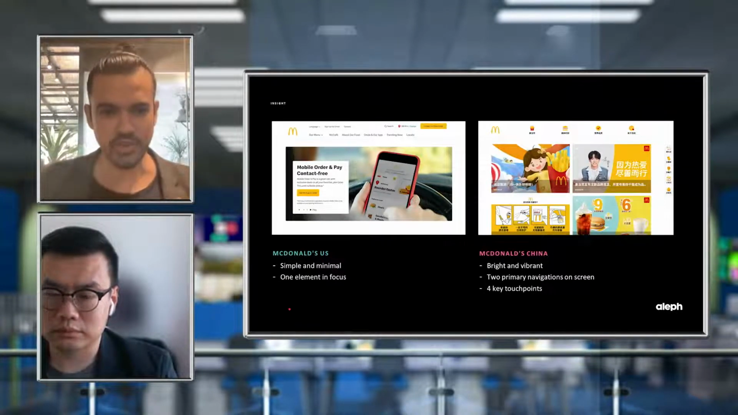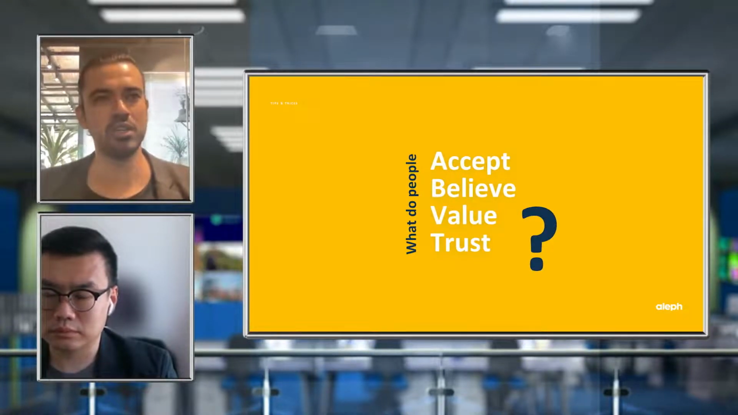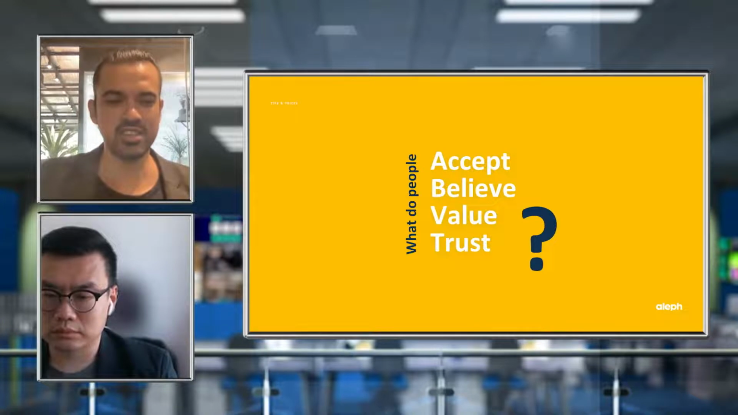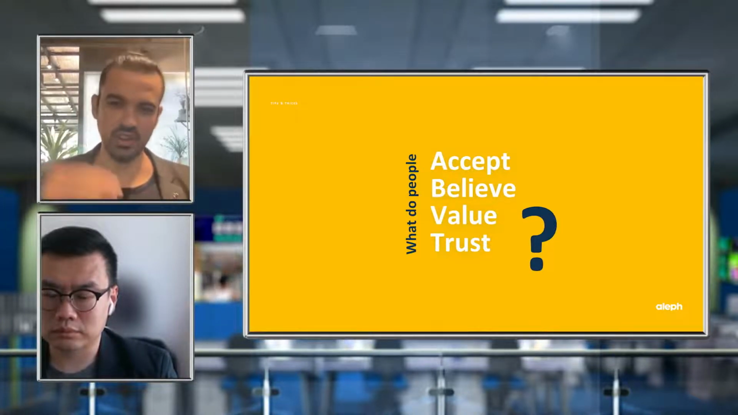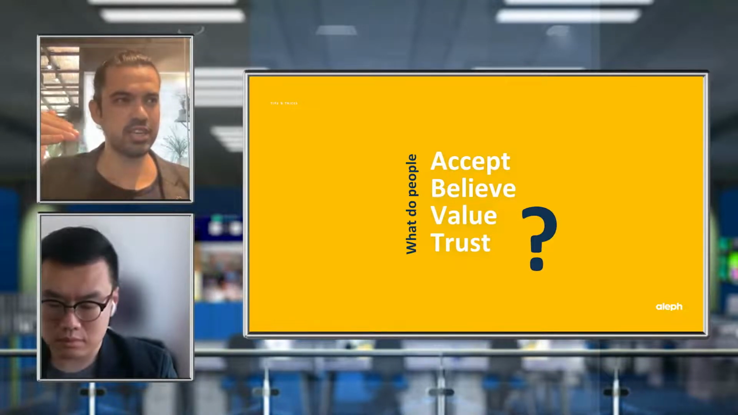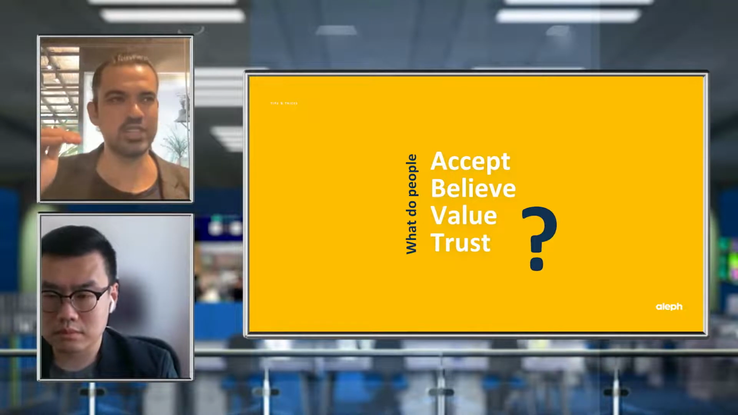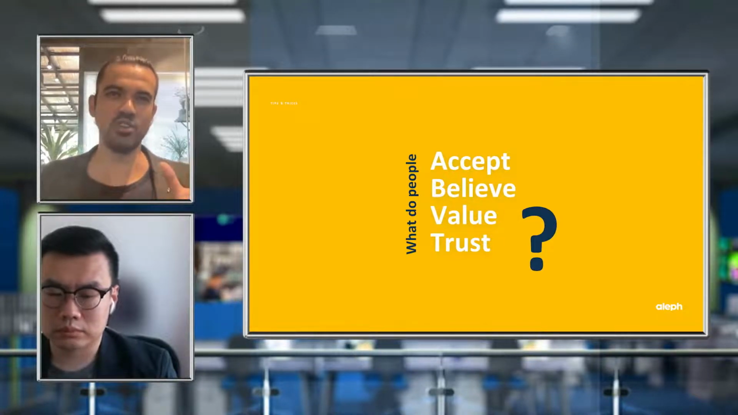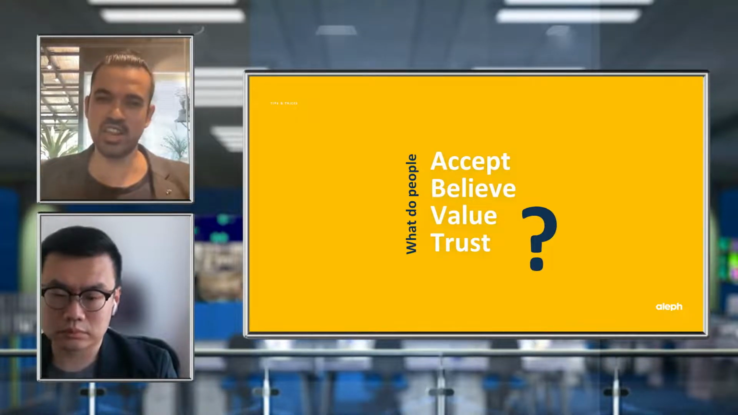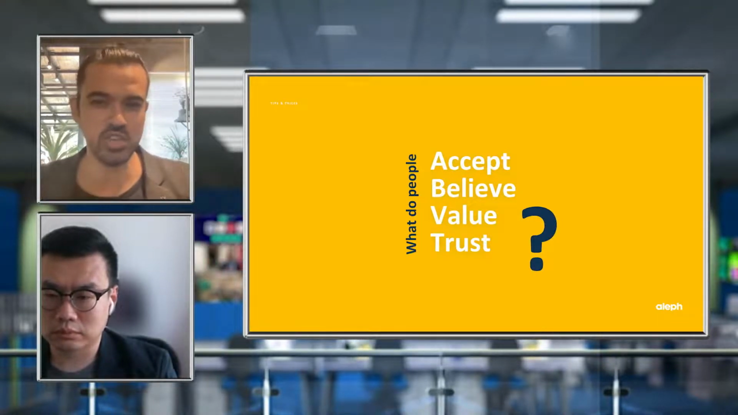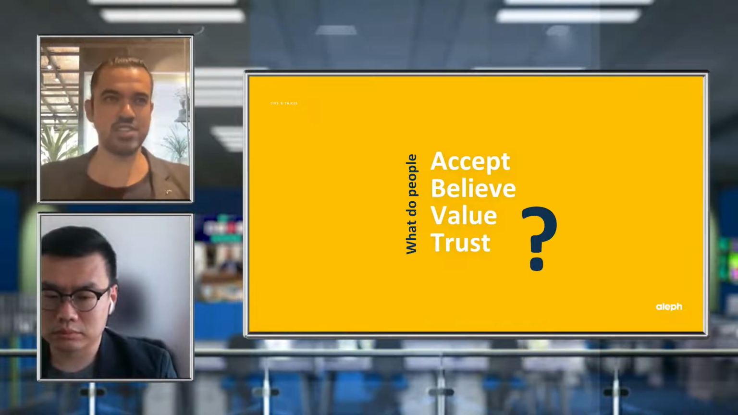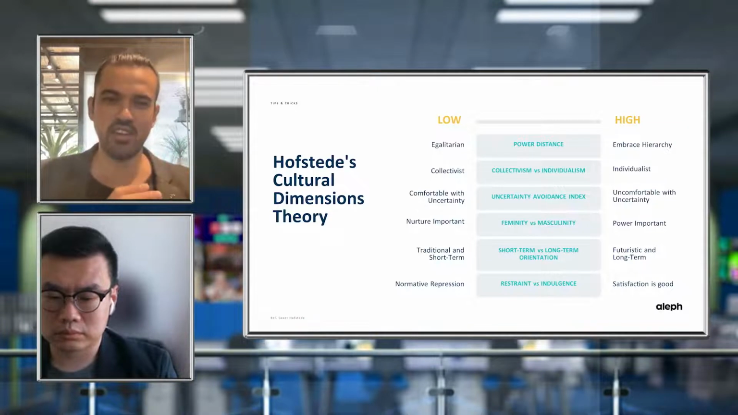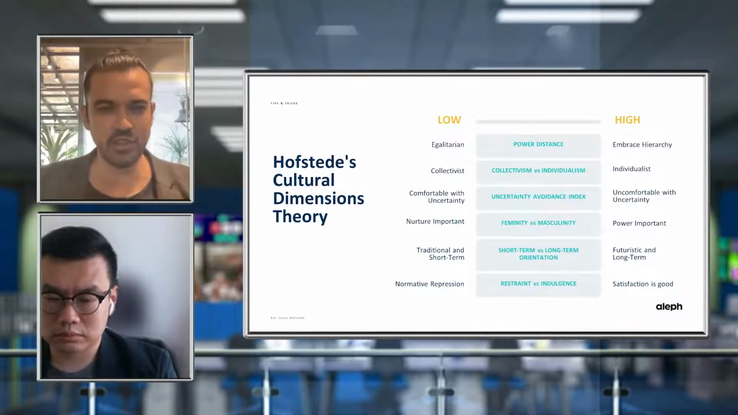Which then brings you to this question of what do people accept, what do people believe, what do people value, what do people trust, and how does this help them make certain decisions? One of the things that we saw is this whole concept of the granularity of cultural dimensions. We talked about high context culture versus low context culture, but there are really granular ways to look at culture. Is it an egalitarian culture or a culture that embraces hierarchy? And this is again not a West versus East thing. Even in the West, Germany embraces hierarchy, whereas the Netherlands is much more egalitarian. So you can get really granular in your thinking about different cultures.